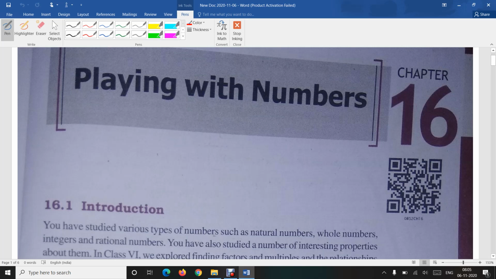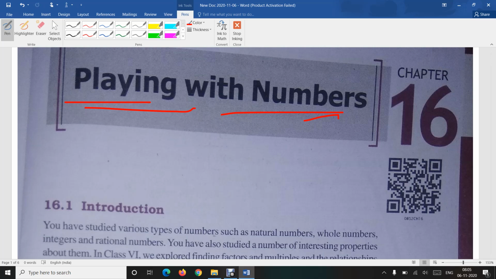This is your mathematics class, and today we are going to start a new chapter, which is chapter number 16, and this is the last chapter of your book, which is named Playing with Numbers. Playing with numbers means that in this chapter we will learn how we can play with or settle the numbers, the mathematical numbers.